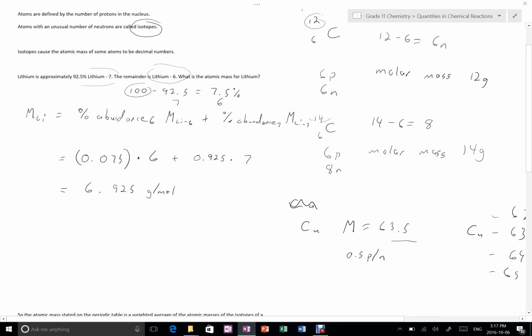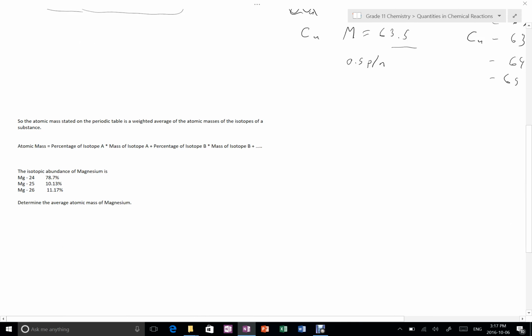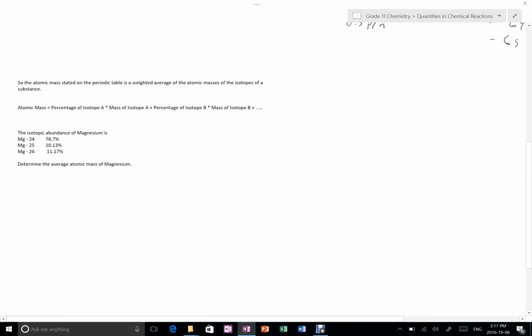If I weight it all out, I assume that my lithium is made up of a normal amount of lithium-6 and lithium-7, then I can get a mass that represents the average mole of lithium. So the atomic mass is equal to the percentage of isotope A times the mass of isotope A, plus the percentage of isotope B times the mass of isotope B, plus on and on.